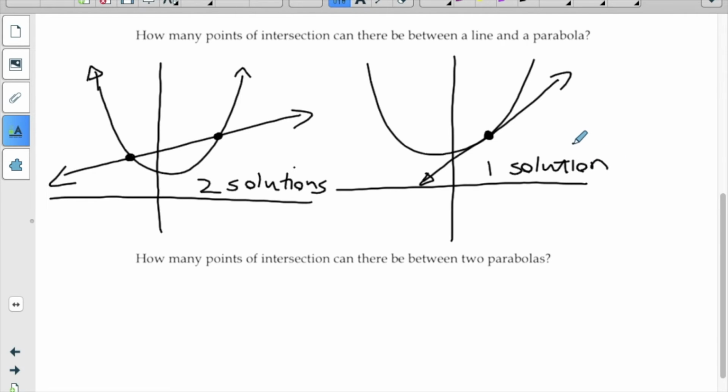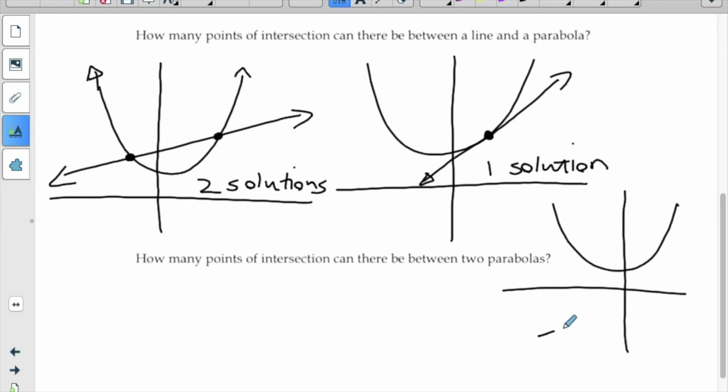Okay, are these two the only possibilities? No, what else could happen? Yeah. They don't intersect. So if I draw the same parabola, roughly, if I have a line that looks like that, that's never going to intersect. Okay, so there could be no solutions. Correct. So the number of solutions in a system that includes a quadratic and a linear equation, you could have 0, 1, or 2 solutions.